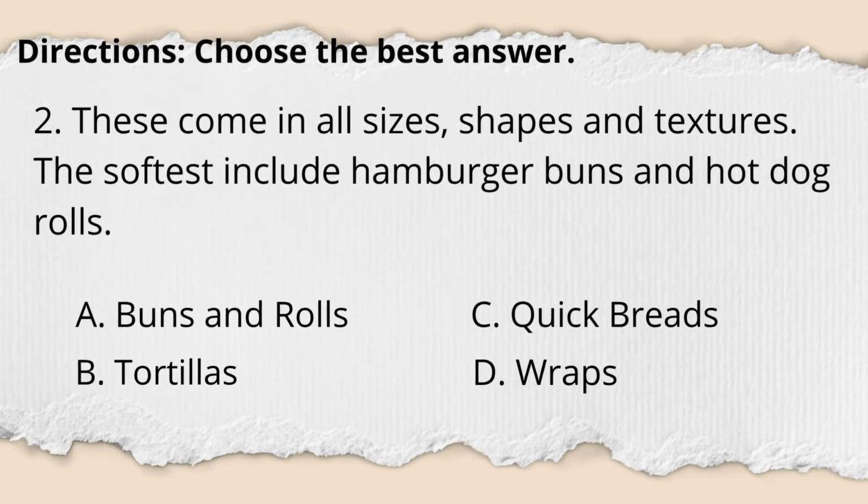Next. Number 2. These come in all sizes, shapes and textures. The softest include hamburger buns and hot dog rolls. Is it A. Buns and rolls, B. Tortillas, C. Quick breads, or D. Wraps? If your answer is letter A, buns and rolls, then you are correct.